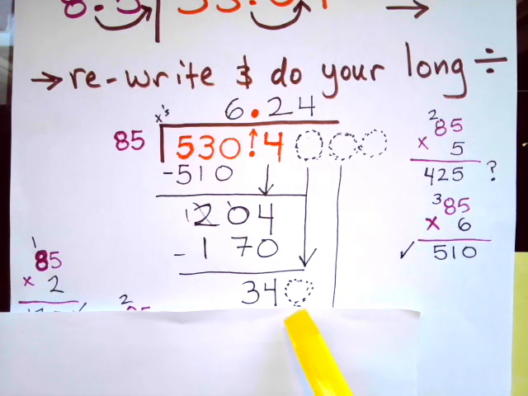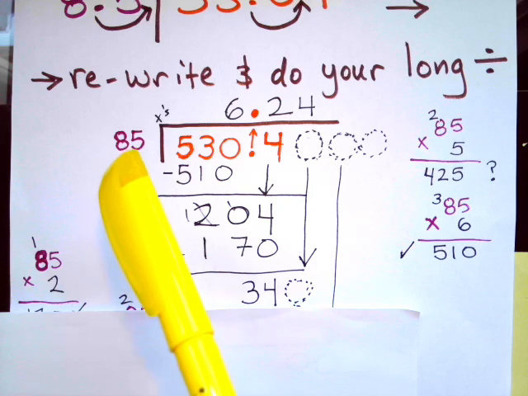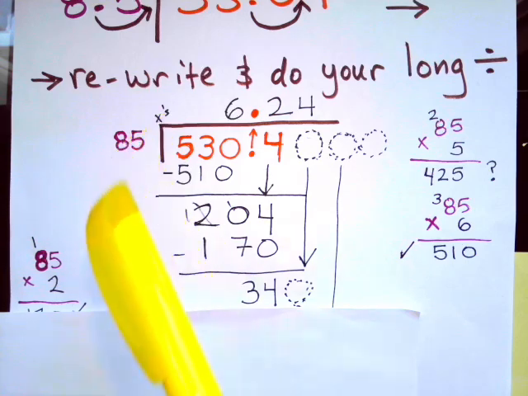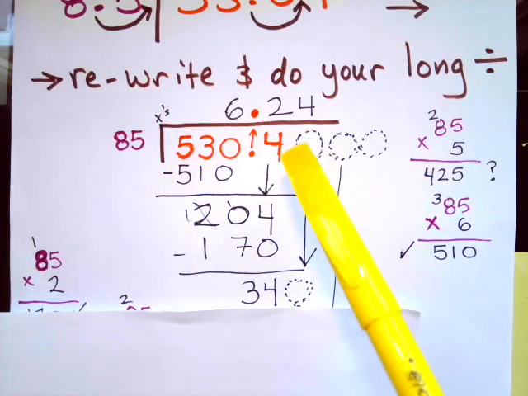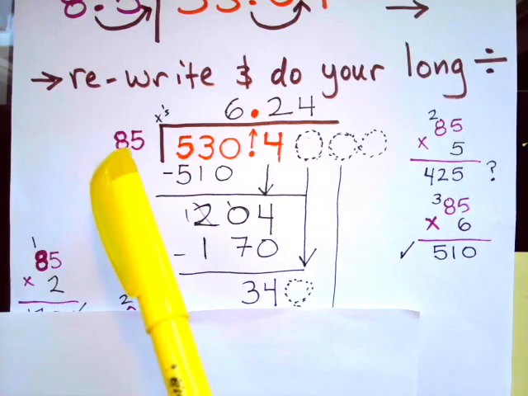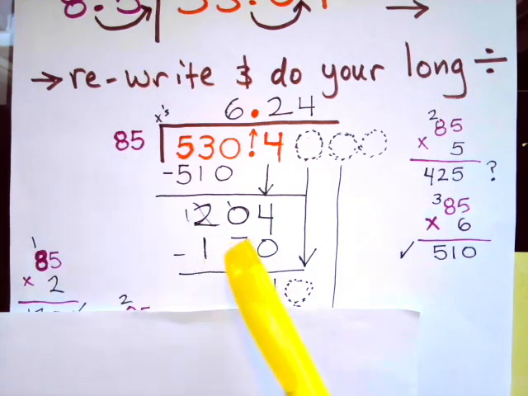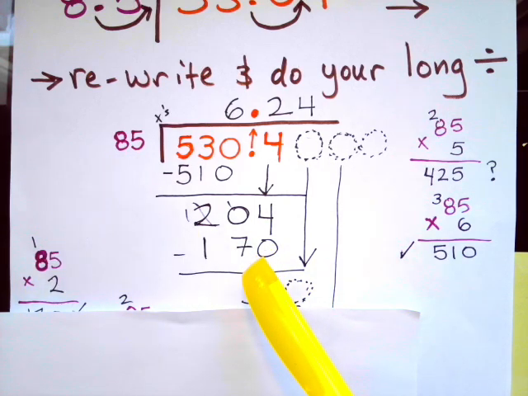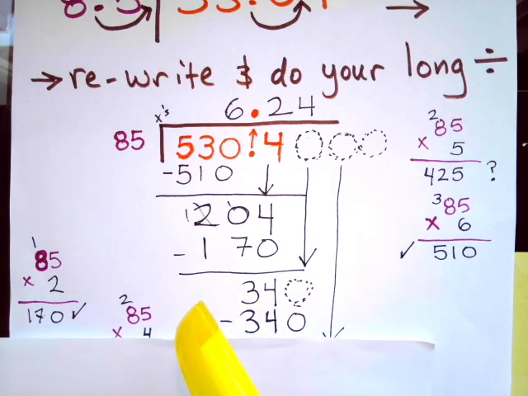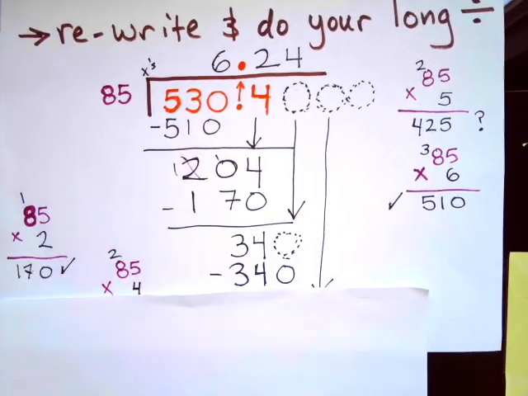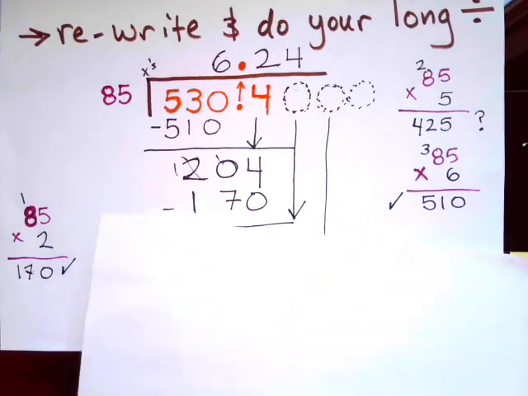Now it's 340, right? So what number times 85 gets me closest to 340? I brought this whole 0 down, just like when I brought the 4 down. 85 times 2 was 170, so 85 times 3 would be 85 plus the 170. So I guess and check 4. Guess and check, right?